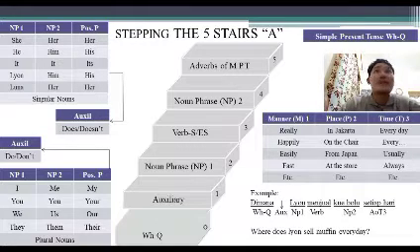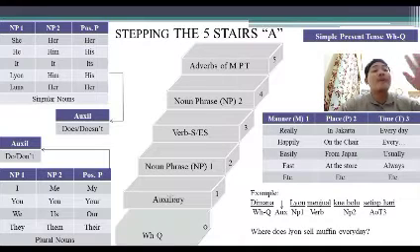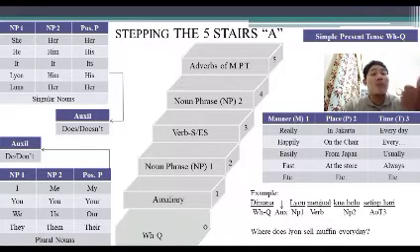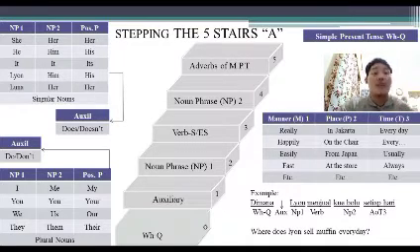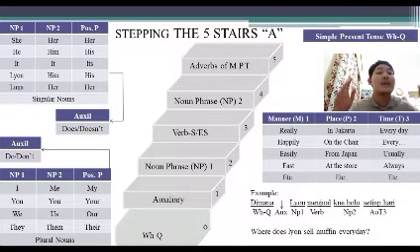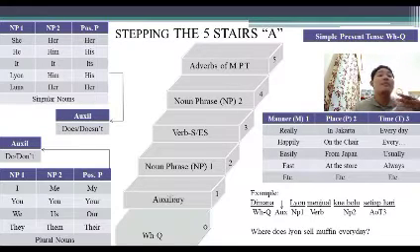Now in WH question, there are so many kinds. If you know 5W, it is what, why, where, when, and who. That is the WH question. Now in WH question, the only difference is that you put the WH question word in the front, before the auxiliary. That is the only difference.